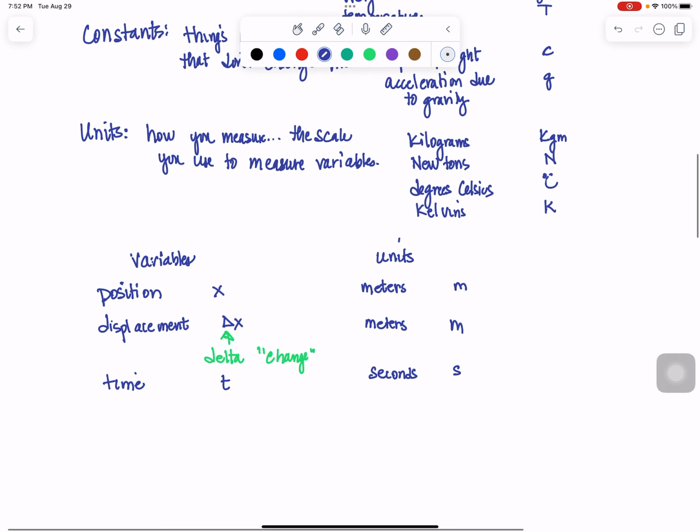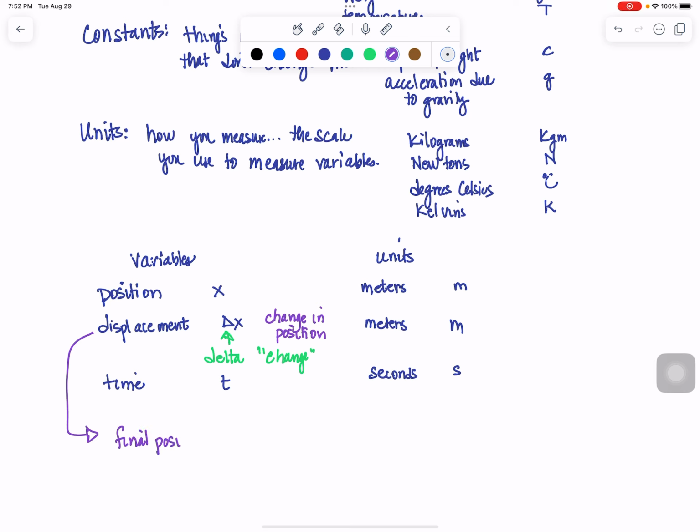The last thing that I just want to give you is that displacement has the definition of change in position. And so the formula for it, the definition of it, is final position minus initial position.